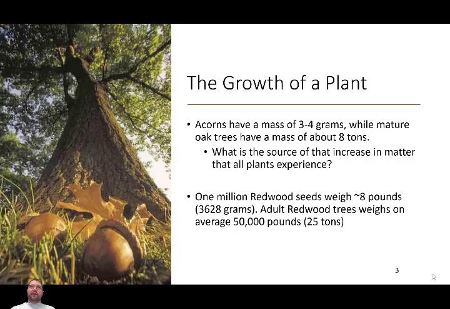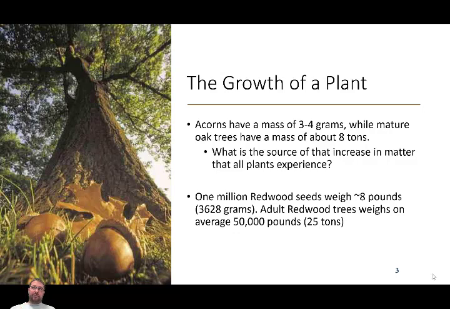We take one large adult redwood tree, and it weighs about 50,000 pounds, or 25 tons. So you're going from 8 pounds for 1 million seeds. Remember, you can convert that. You just take that 8 pounds and divide it by 1 million, and that's what one redwood seed would weigh.